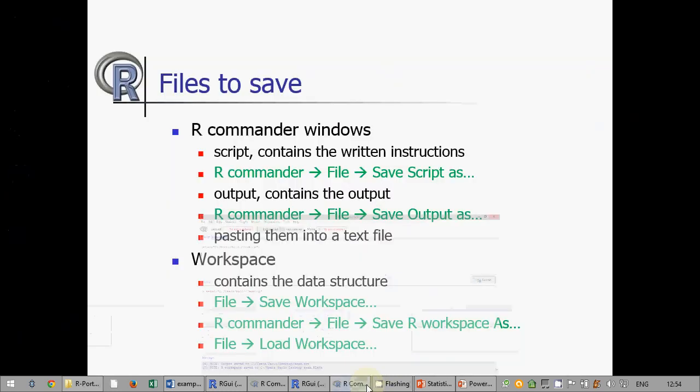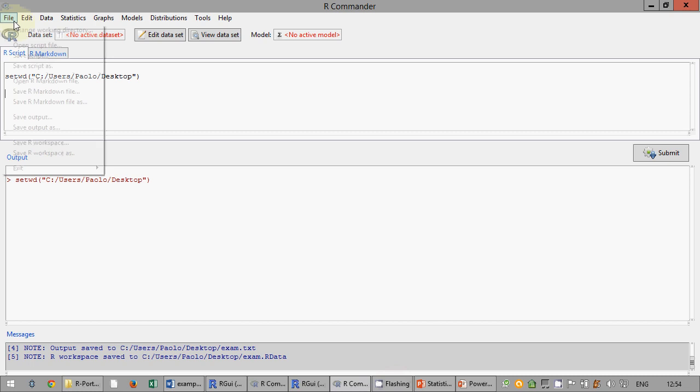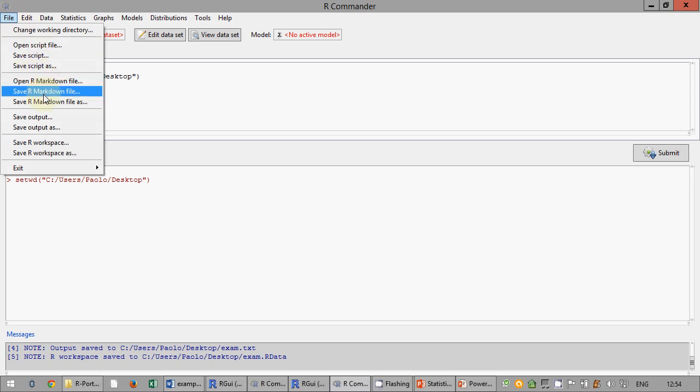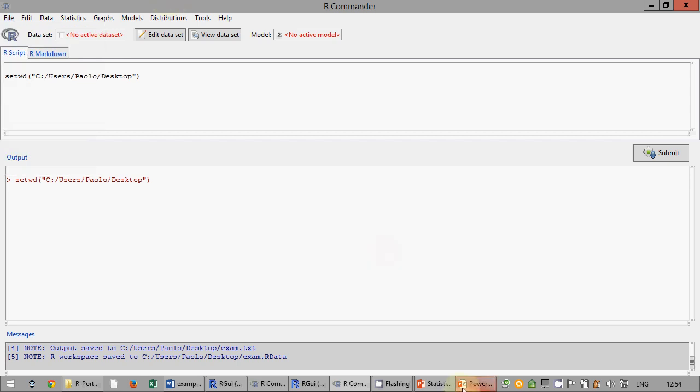There is a fourth thing that I suggest to save: the markdown. Honestly, I don't know what it is, and I think it's useless. It's my opinion, but maybe it has some secret use. But don't worry about it.